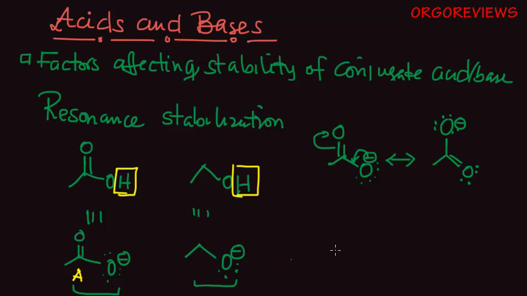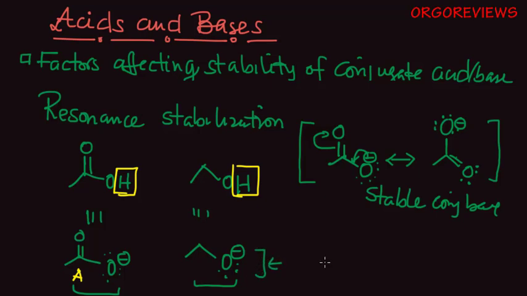So looking at this, you realize that you can actually write resonance stabilization for the carboxylate, but you cannot do that for the conjugate base of the alcohol. So this is more stable because electrons can actually move around. More stable conjugate base compared to this conjugate base right here. So the more stable the conjugate base, the more acidic its corresponding acid will be. So we will expect that this structure will be more acidic than the alcohol.